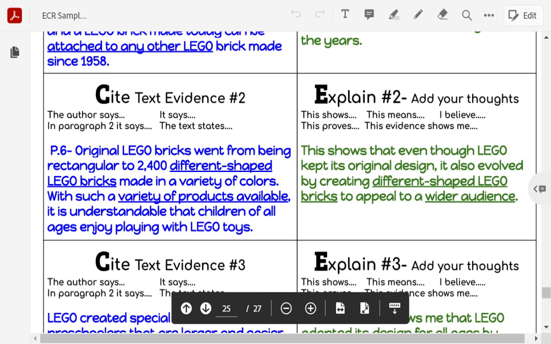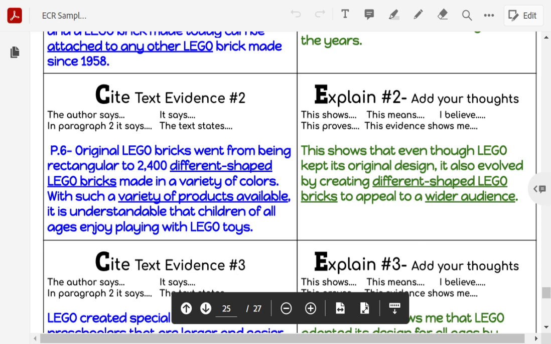So then paragraph 6, it talks about how they started to make different shape Legos. So it's kind of interesting how they stayed the same, but then when they started making all these different shapes, that appealed to the younger kids. So I underlined different shaped Lego bricks. I underlined variety available. And then how I explain that is I said, this shows that even though Lego kept its original design, it also evolved by creating different shaped Lego bricks to appeal to a wider audience.